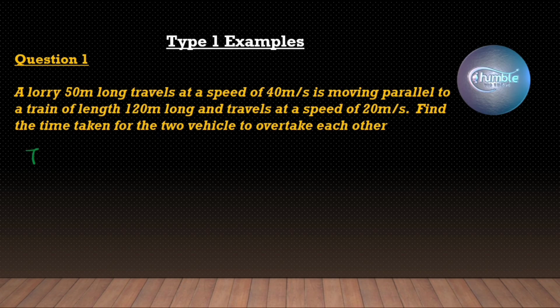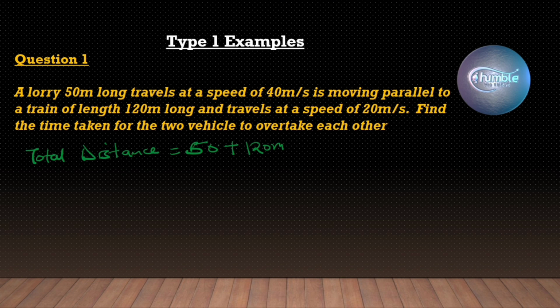So therefore, total distance in this case is going to be the length of the two bodies. The first body, which is a lorry, was 50 meters. Add the length of the train, which is 120 meters. And then you need also to add the distance between them, if given, right? A lorry 50 meters long travels at a speed of 40 meters per second, moving parallel to a train whose length is 120 meters and travels at 20 meters per second.